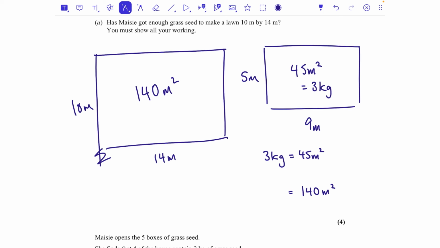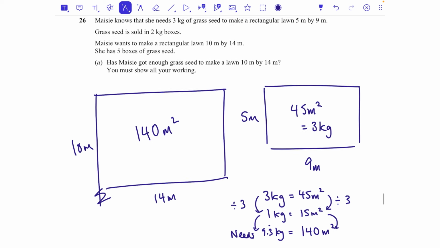So how many kilograms would that be? Okay, so 1 kilogram covers 15 meters squared. I've got that by dividing by 3, and there's lots of different ways you can do this question. This is just the way I've decided to do it. Every kilogram of grass seed covers 15 meters squared. So to get 140 meters squared, let's do 140 divided by 15, and that will tell us how many kilograms she needs. So that's 9.3 recurring. So 9.3 recurring kilograms. That's how much she needs.